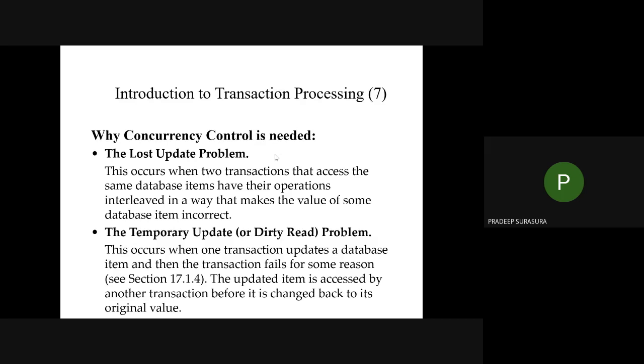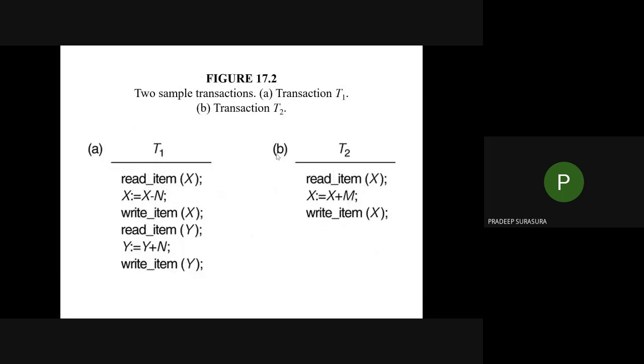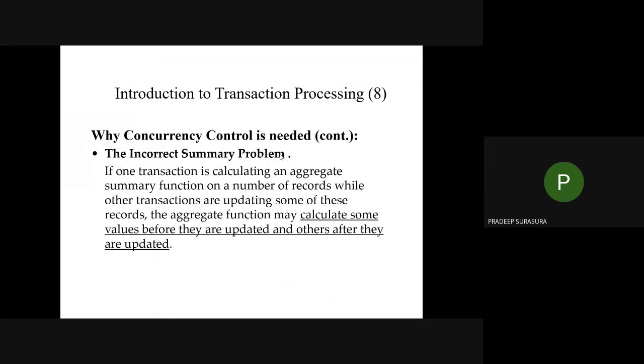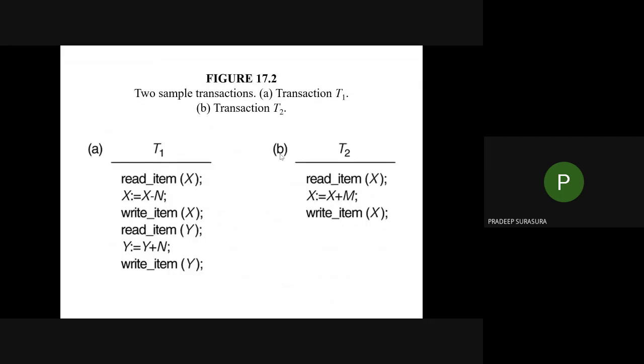Just try to understand that there are three problems associated with working on transactions: the lost update problem, the temporary update or read problem, and the incorrect summary problem. These are also called the read-write problem, write-read problem, and write-write problem. This actually occurs when you get a transaction conflict.